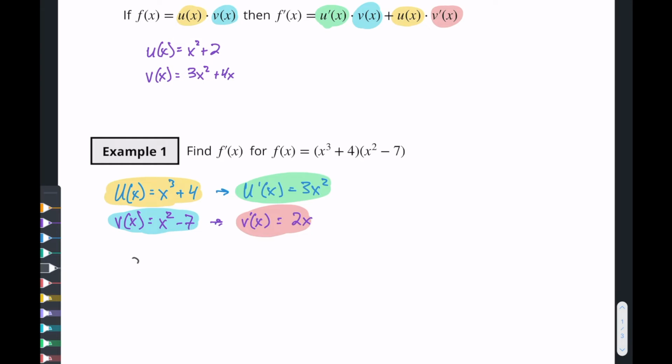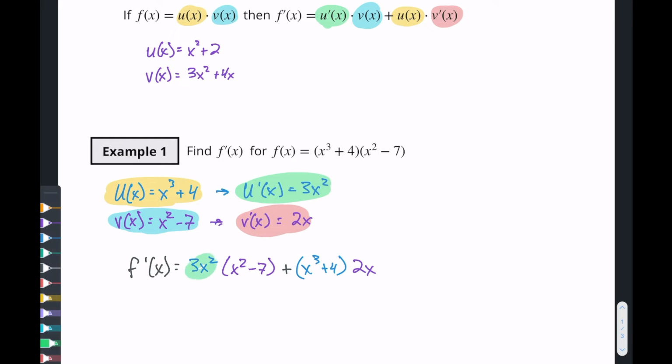We're going to have f prime of x is equal to 3x squared. That's this; I'll color code it here in a second. 3x squared times x squared minus 7, plus u of x, which is x cubed plus 4, and that's going to be times v prime of x, which is 2x. So again, matching up our colors, our derivative of our first function is this.